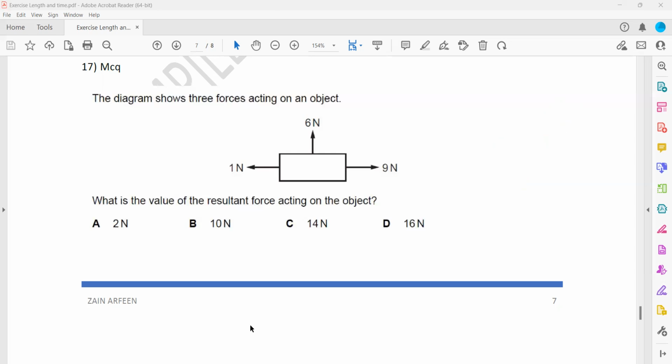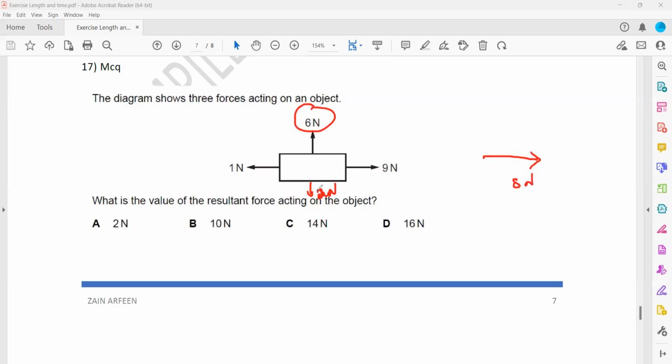What if there was a force both up and down? For example, if there was another force acting downward, say 3 Newton or 2 Newton acting downward. First we'll find the horizontal force: 9 Newton towards right and 1 Newton toward left.